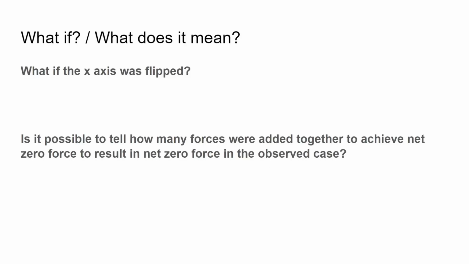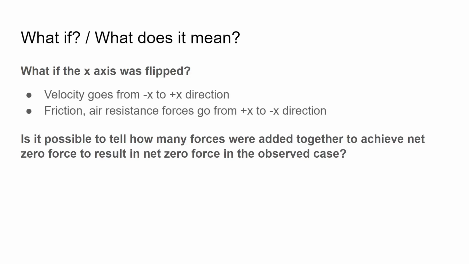Some remaining questions are, what if the x-axis was flipped? In this case, the velocity of the object would be towards the positive x direction instead of the negative, and the friction and air resistance forces opposing the motion of the object would likewise switch to being towards the negative x direction rather than the positive. Is it possible to tell how many forces were added together to achieve net zero force in the observed case?